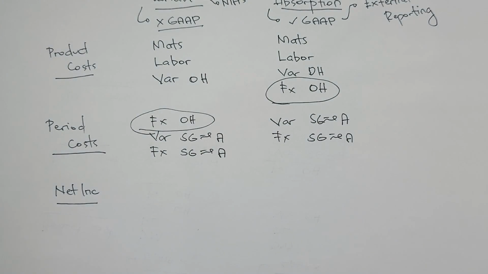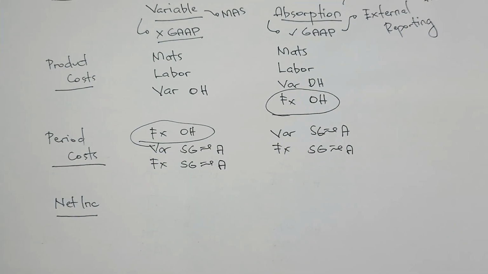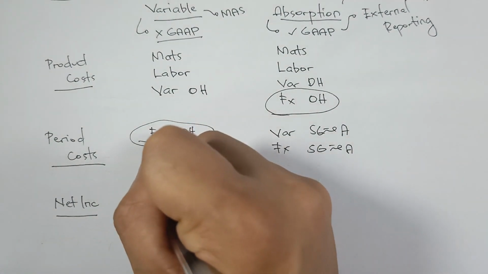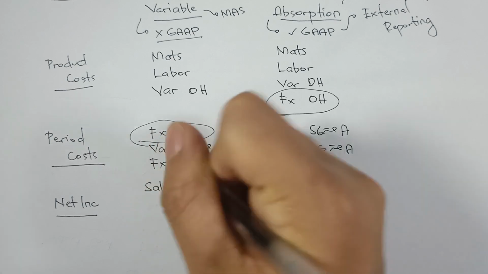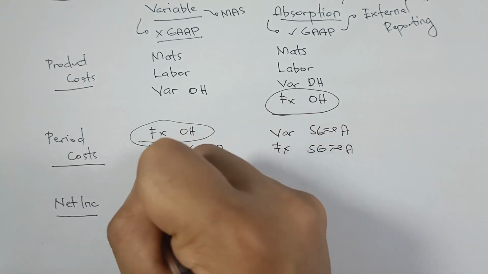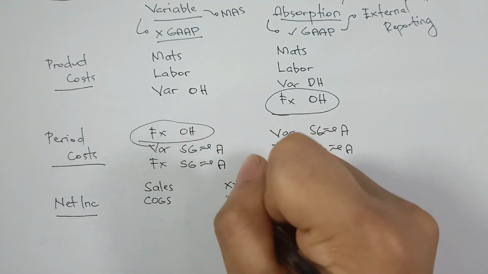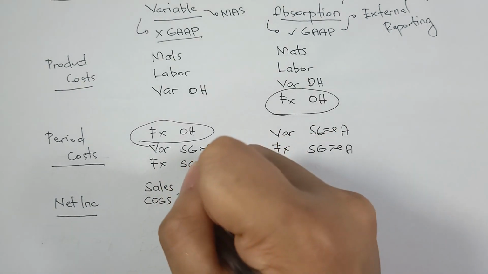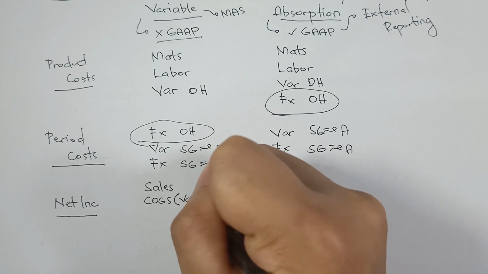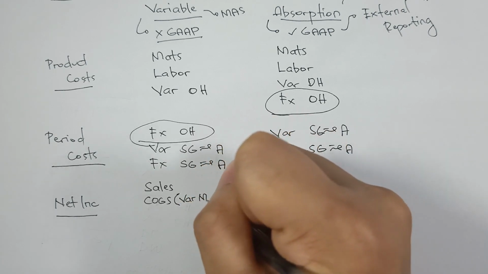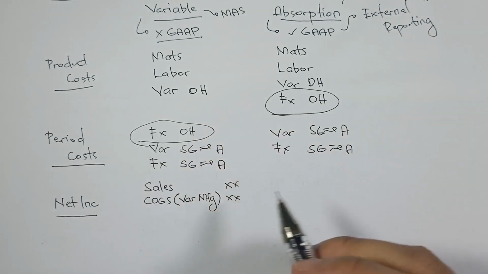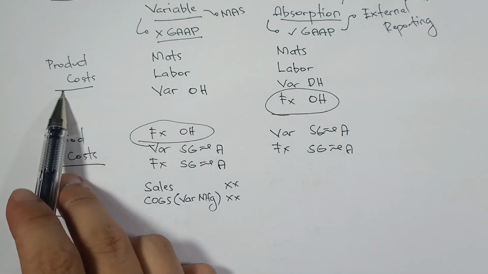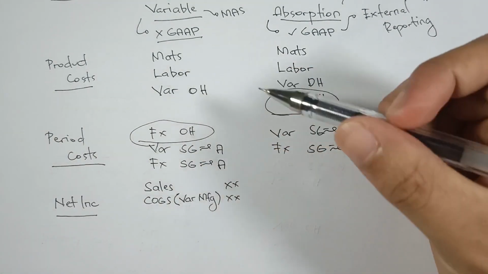So, how to compute net income under the variable costing? Net income is computed by deducting from the sales the cost of goods sold. Right? It's just that, always remember na yung cost of goods sold dito only involves the variable manufacturing cost. Because, sabi nga natin kanina, ang product cost lang niya is material, labor and variable overhead.